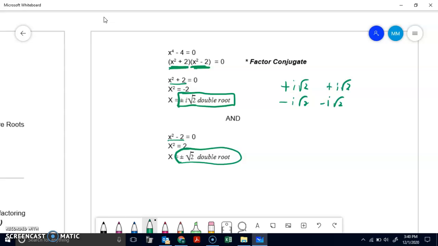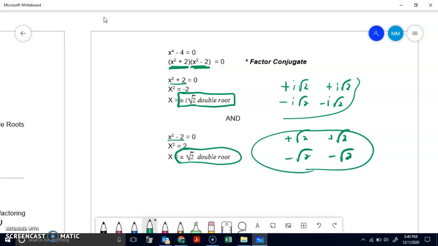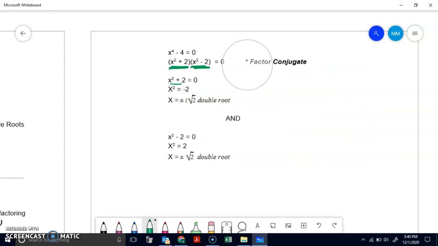So there's 4 answers. And I have positive square root of 2 and negative square root of 2, but I have that twice. That's what double root means. Okay? So there's all 8 of my answers. I just get them twice. So why solve all that twice? Just solve it once. Take your quantity squared. Take what's in here. Just solve that like you would have done any other problem. Get those answers and just put double root.